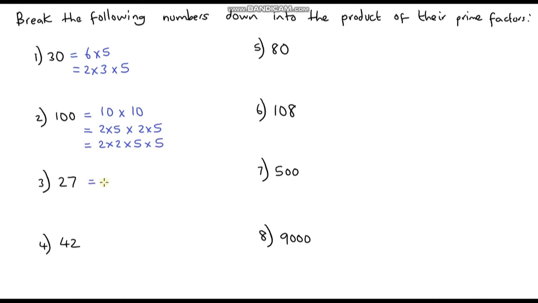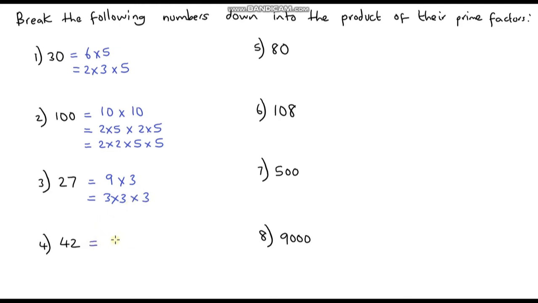Well, 27 is 9 times 3. And 9 is not a prime number, so we can break 9 down into 3 times 3. It's going to be 3 times 3 times 3. And we can also write this as 3 cubed, but I'm just going to leave it like this for now.